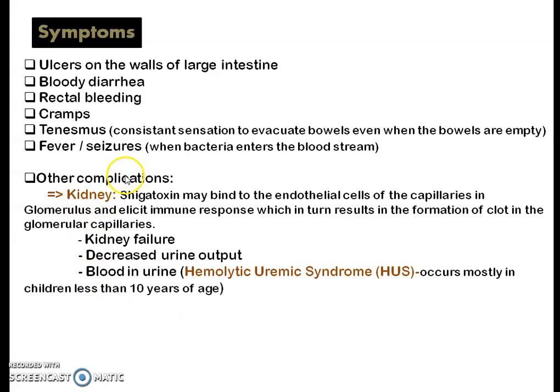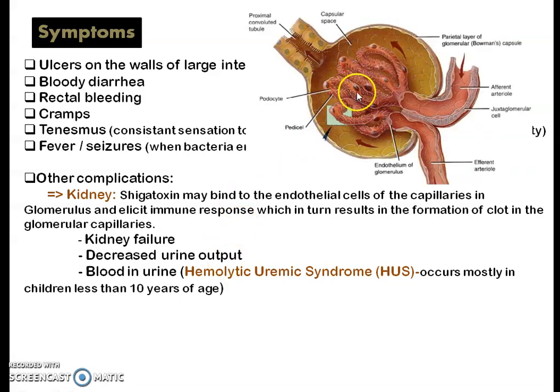And in the other complications, the kidney is the main organ to be affected. The Shiga toxin may bind to the endothelial cells of the capillaries in the glomerulus and elicit an immune response, which in turn results in the formation of clots in the glomerular capillaries. So eventually kidney failure will occur, and it is characterized by decreased urine output and blood in the urine.